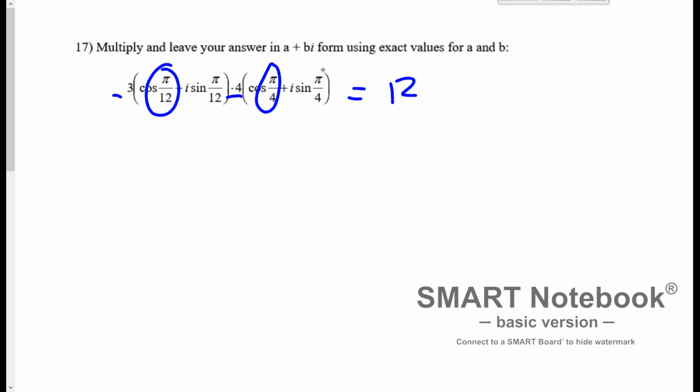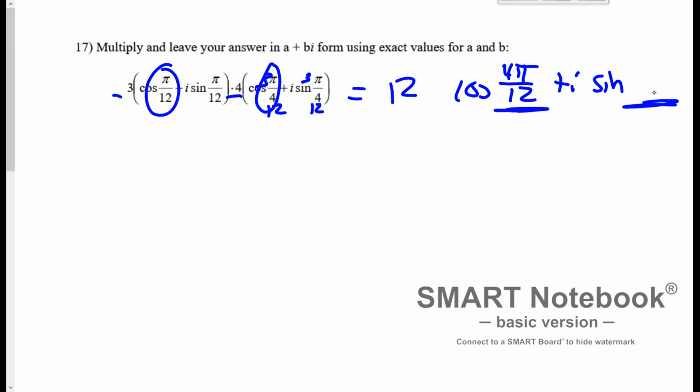And then we can just add our theta, so pi 12ths plus 3 pi 12ths, which is 4 pi 12ths. So cosine of 4 pi 12ths, which is the same as, right? These two angles are the same, right? So I'm going to reduce this one. 4 pi 12ths is just the same as pi thirds, right? So really these are both pi thirds because these angles are all the same.